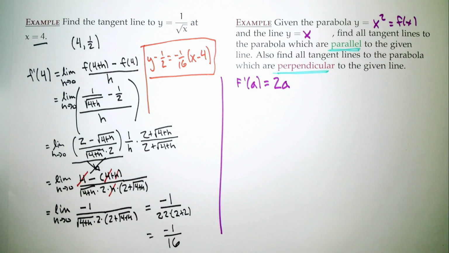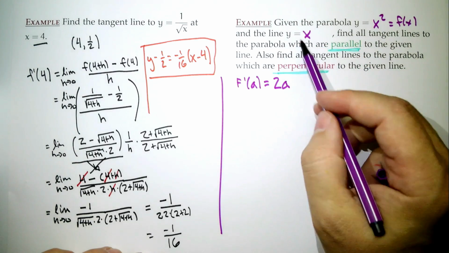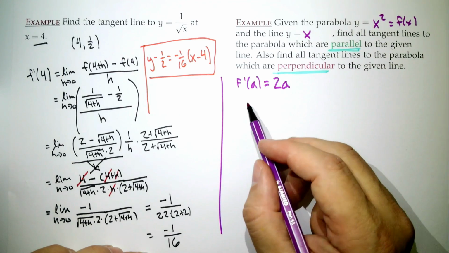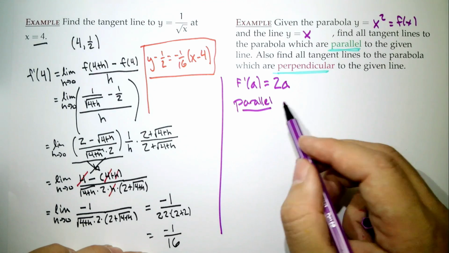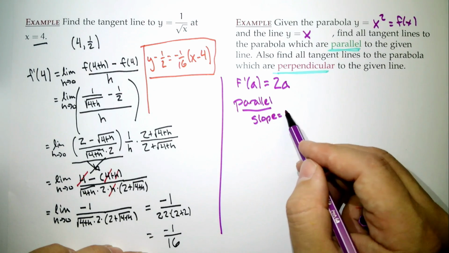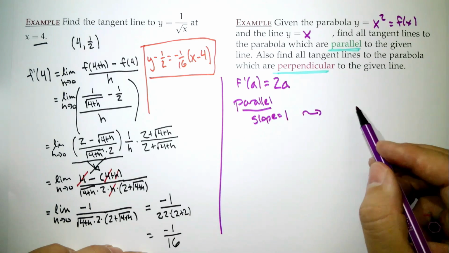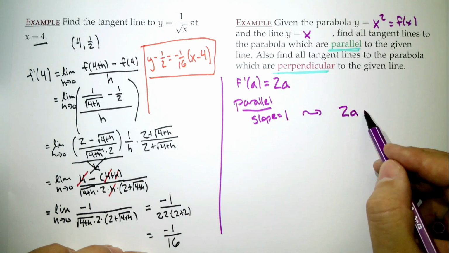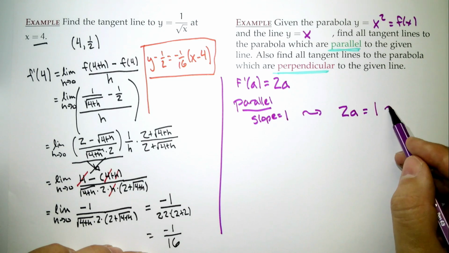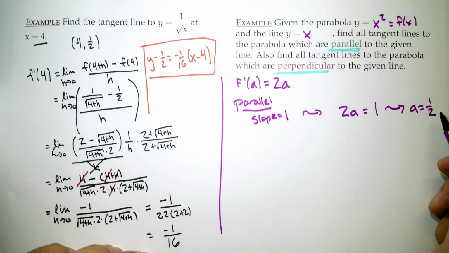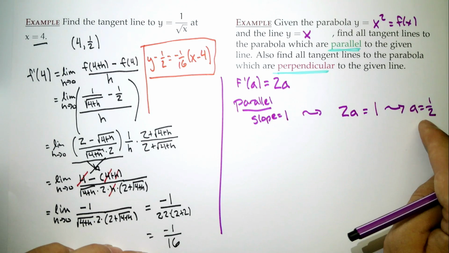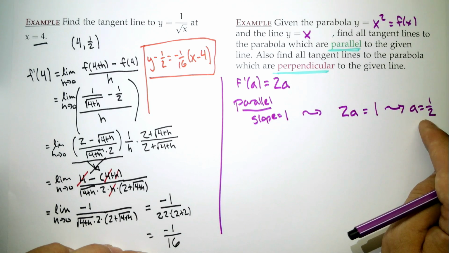So when are two lines parallel? They have to have the same slope, right? Okay, that's fine. So, what's the slope of this line? 1. So for parallel, what we need is slope has to equal 1. So we take the slope of our tangent line, that's 2a, and set that equal to 1. What does that tell us about what a should be? A should be 1/2. So now we know where our tangent should occur. Our tangent line should be at a equals 1/2.